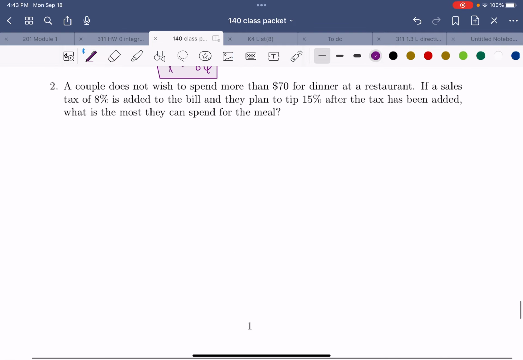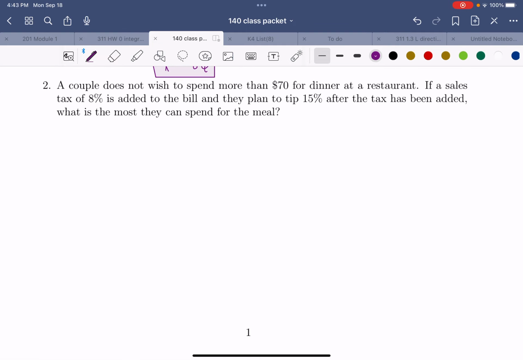On to number 2, a couple does not wish to spend more than $70 for dinner at a restaurant. If a sales tax of 8% is added to the bill and they plan to tip 15% after the tax has been added, what is the most they can spend for the meal? So right here, what is the most they can spend for the meal? So my X is going to be cost of the meal.